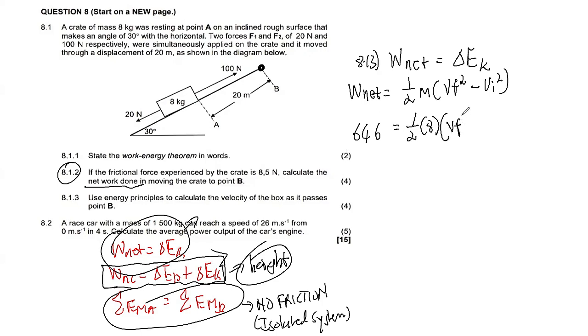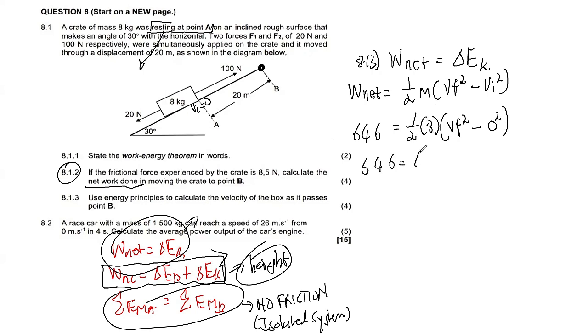So that's Vf squared. But Vi initially, when we read here, they said a crate of mass 8 kg was resting at point A. Resting. So that means the velocity at point A was what? 0. That's your initial velocity. 0 squared. Now from here, 646.